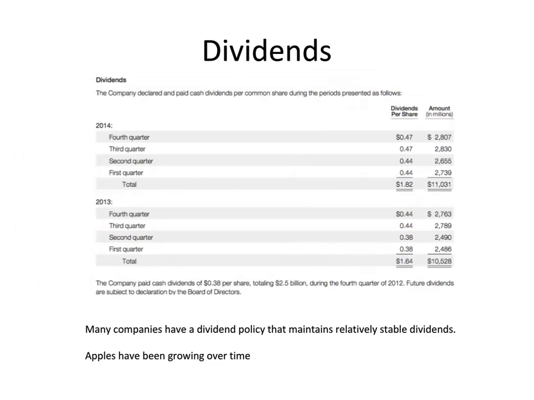Here are the dividends declared by Apple. As you can see, in each quarter of 2014, it was a 47-cent dividend. In 2013, it was a 44-cent or a 38-cent dividend by quarter. Most companies, and Apple is an example of that, have a fairly standard dividend policy. They don't typically vary dividends much across quarters regardless of earnings. They set a dividend policy and then stick to it. Apple's dividends have been growing over time.